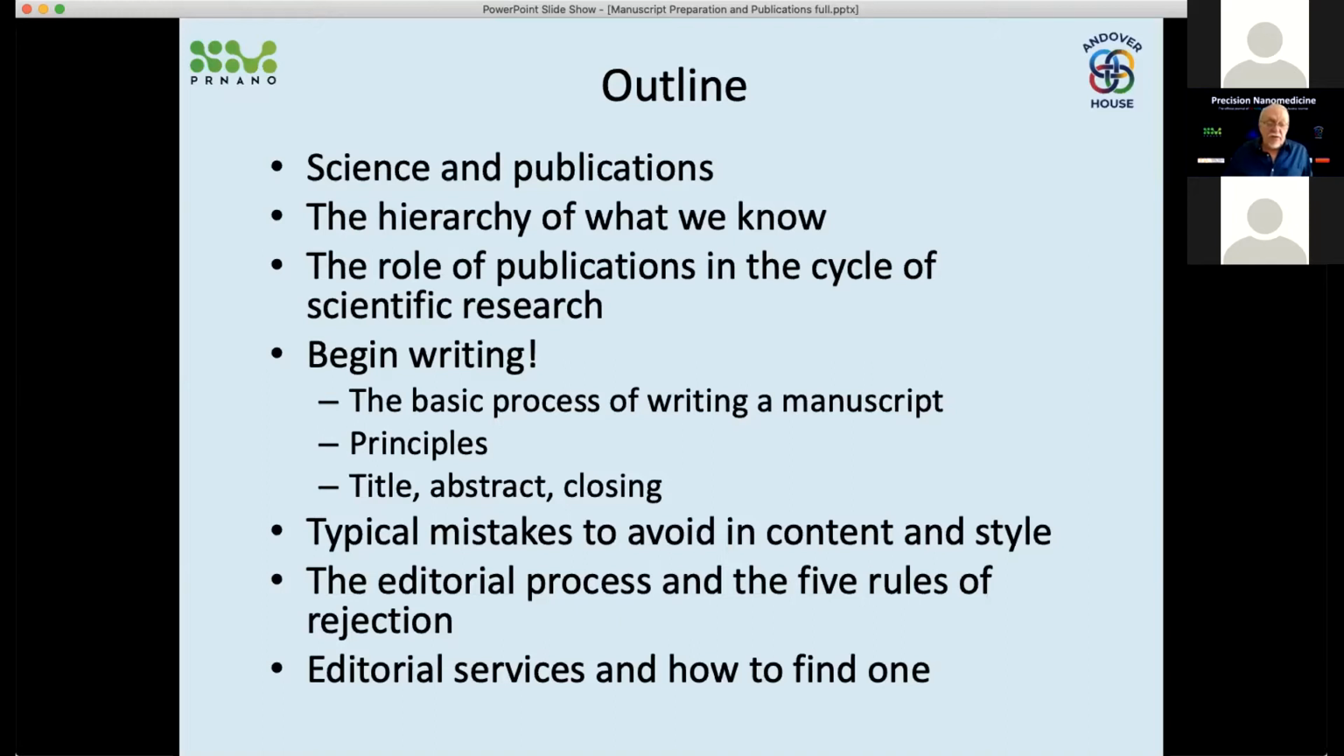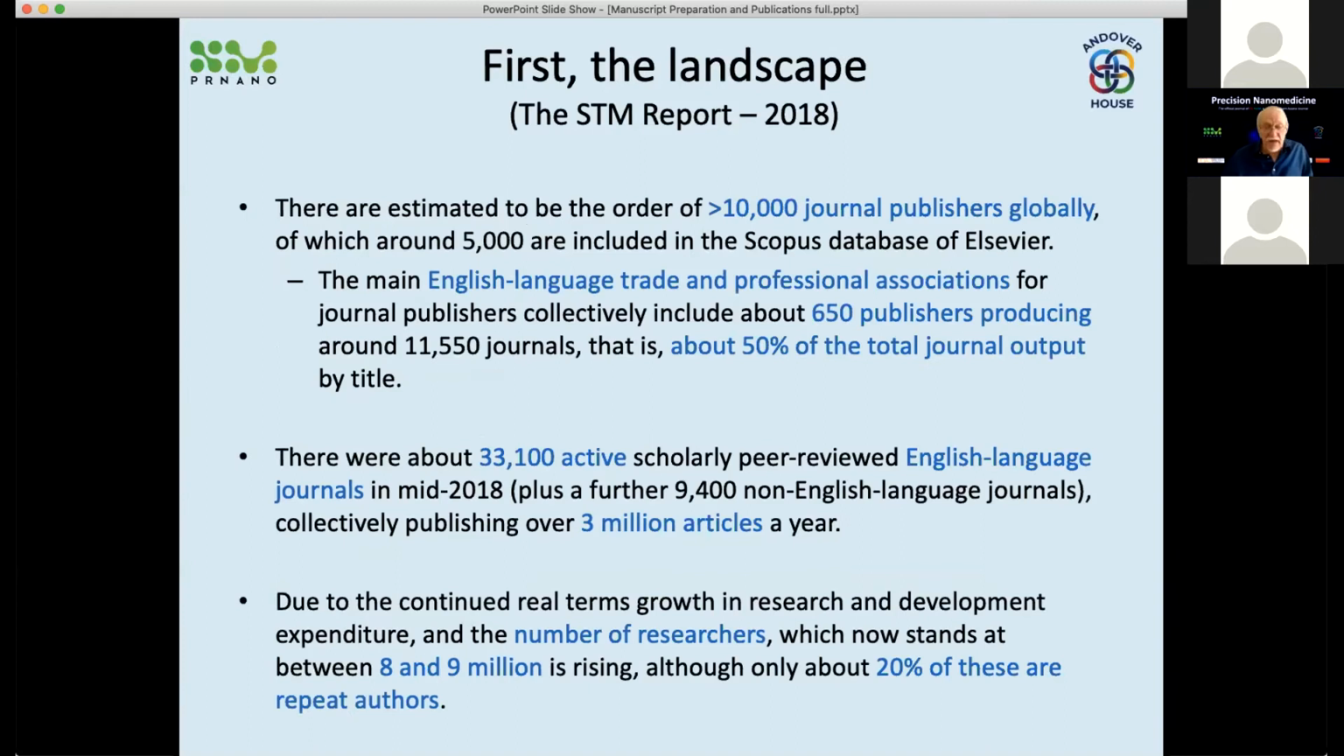People usually remember the beginning of things and they remember the end of things. What's in between is something that may not leave that deep of an impression. But we will talk about the typical mistakes to avoid in content and style, the editorial process, and the 5 rules of rejection, a little bit of what the editor does, and editorial services that can help you and how to find one. First, the landscape.